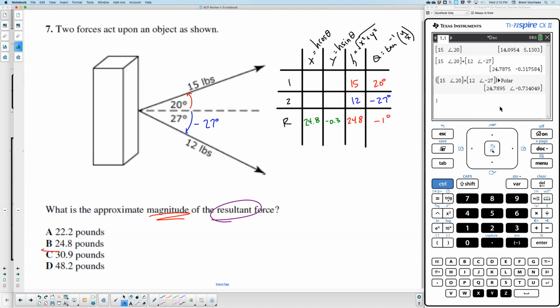Little vocabulary review. If they only wanted the X, what word would they use? Horizontal. They would say horizontal if you were supposed to find the X. They said horizontal component. There you go. Okay, what would they say if they wanted the Y value? Vertical. Very good. This one, we just found it. It's magnitude.